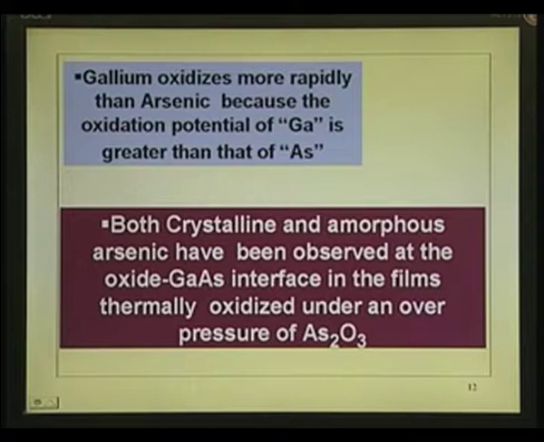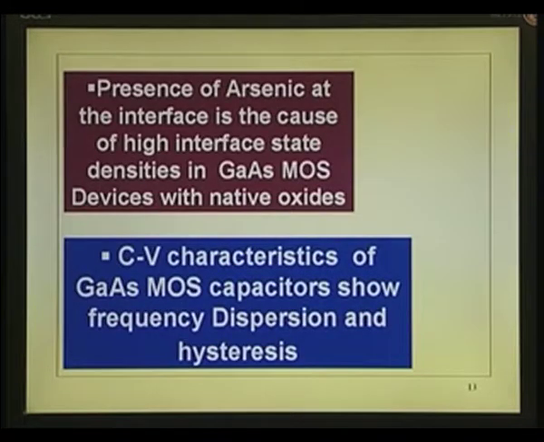Now, as a result of that, whatever I have said, I have put it here, so that you have it right in black and white, or white and red. Presence of arsenic at the interface is the cause of high interface state densities. It is due to the arsenic that you get high interface state densities in gallium arsenide MOS devices with native oxide.